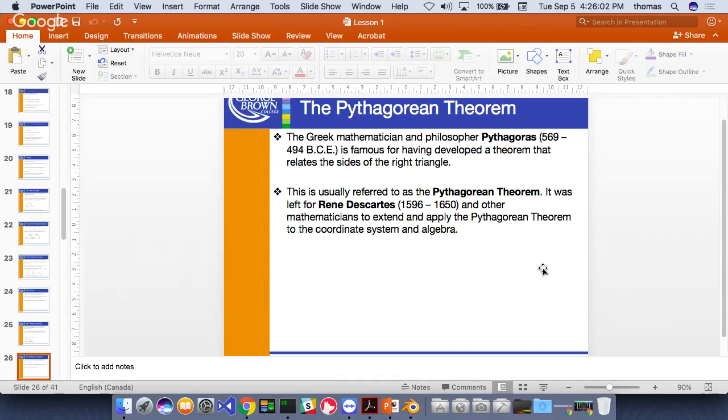And then, of course, René Descartes picked this stuff up, and he extended the Pythagorean theorem and mixed it with algebra to create the Cartesian plane. He used the Cartesian plane to map everything in 2 and 3 dimensions.